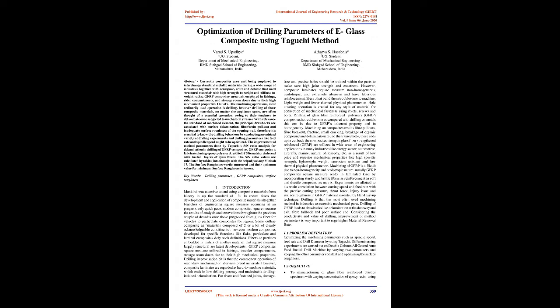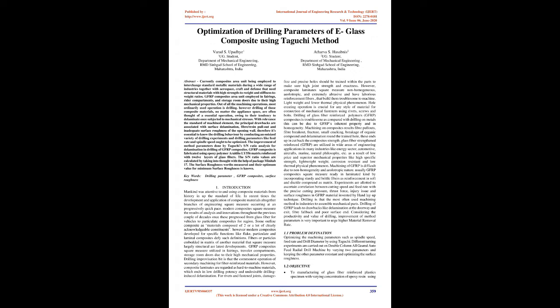Some define composite as materials composed of two or more clearly identifiable constituents. However, modern composites developed for specific functions like flake, particulate and laminar composites defy such definitions. Fibers or particles embedded in matrix of another material that are largely structural are the latest developments. GFRP composites are utilized in fairings, passenger compartments, storage room doors due to their high mechanical properties.